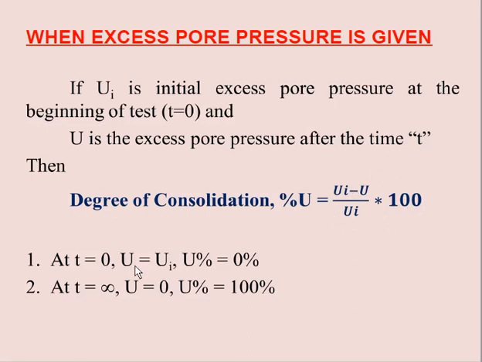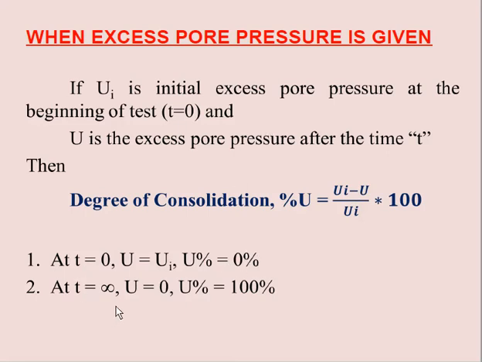Like the previous one, we can substitute two cases, that is when time is equal to 0 and time is equal to infinity. So at time t equal to 0, that is the beginning, u will be equal to ui, the initial value. So we can substitute here. The numerator will be equal to 0, that is, the degree of consolidation is 0, because it is before the start of consolidation.